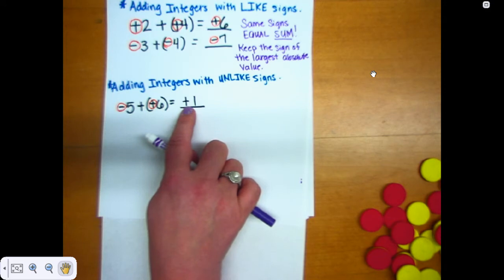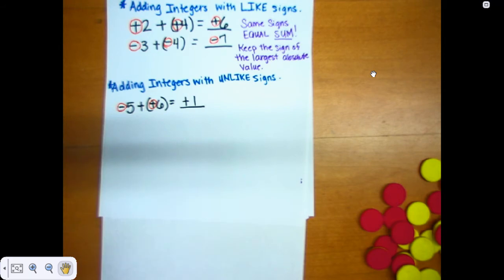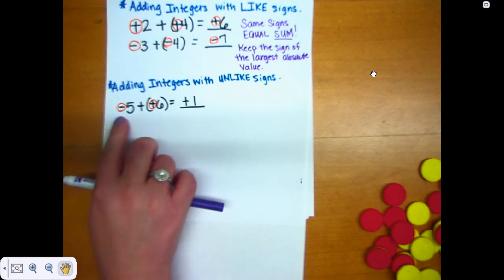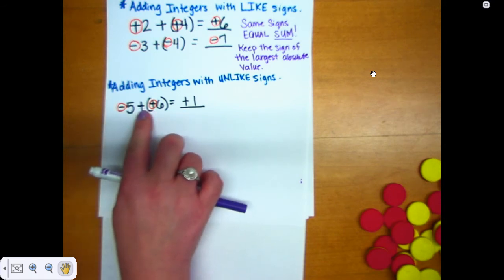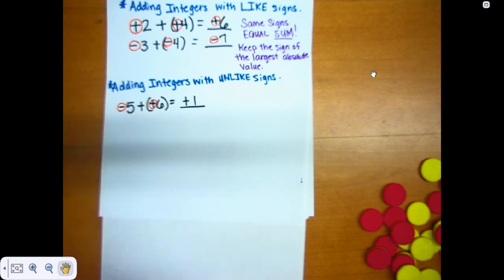Here's my way to remember that. I saw the sign. Okay, so these are different signs. Don't worry about your operation sign. Just look at the signs of the numbers. Negative and a positive. So they're different. Different signs mean difference. What does difference mean?